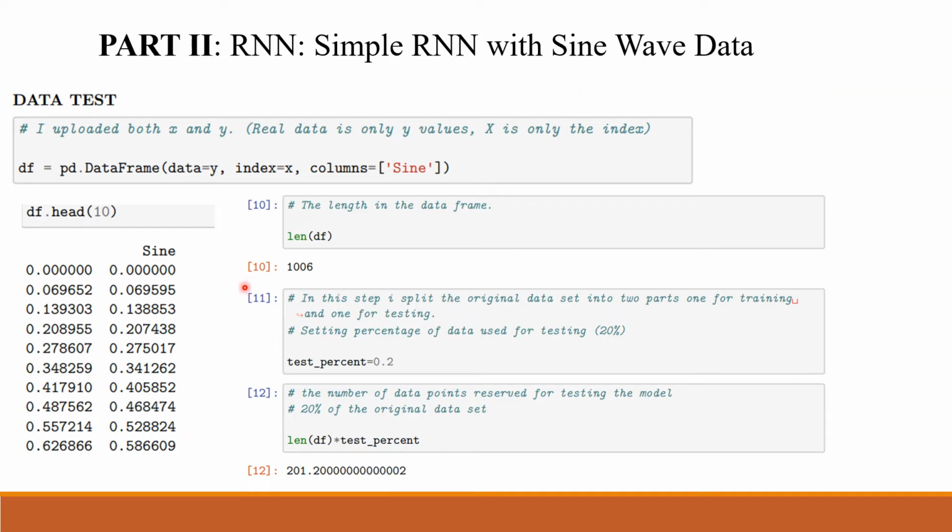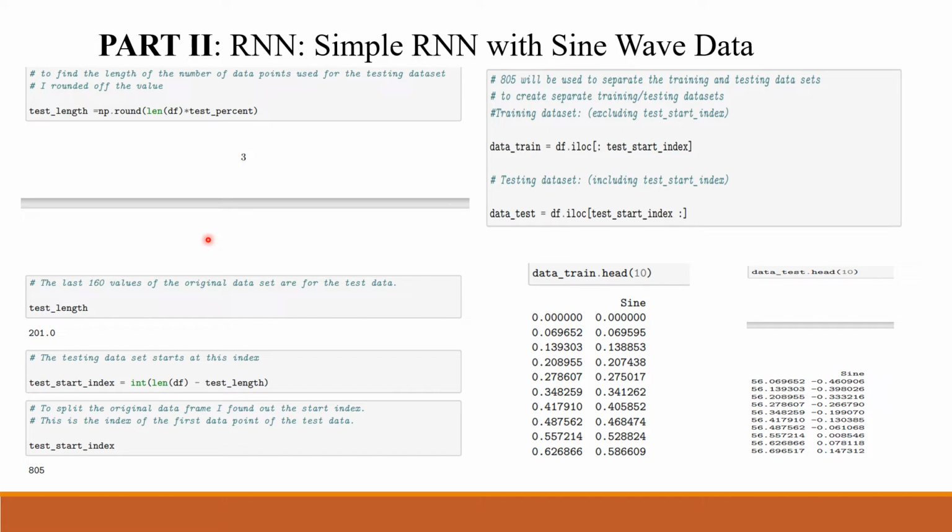In this step, I loaded both X and Y. I defined the length of the data frame, which was 1006. I split the dataset into two parts, one for training and one for testing. The testing was 20% in this case, which was 201. And this is just displaying the first 10 values of the dataset.